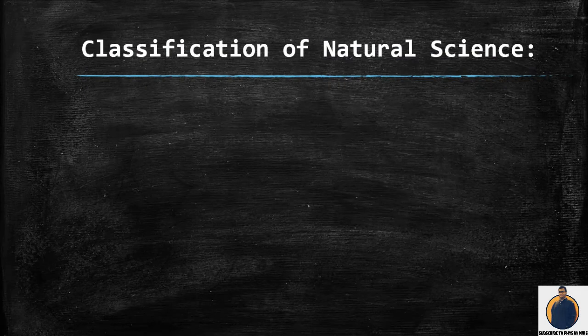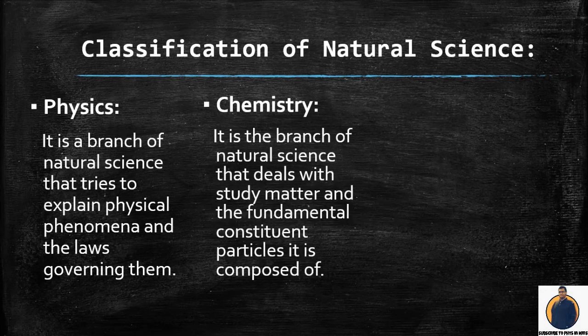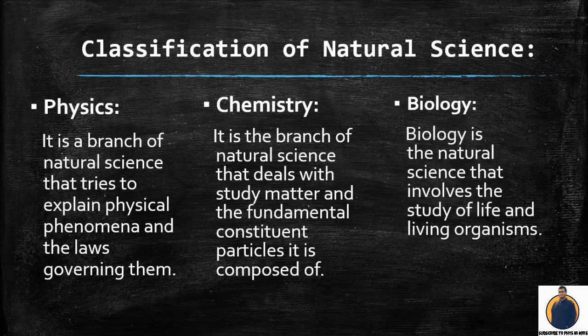Then we can also classify natural science into physics, which is a branch of science that tries to explain physical processes and phenomena and the laws which govern those phenomena. Next is chemistry, which is the branch of natural science that deals with the study of matter and the fundamental constituent particles it is composed of. Finally, biology is the branch of natural science that involves the study of life and living organisms.